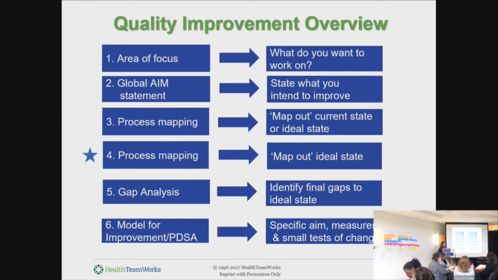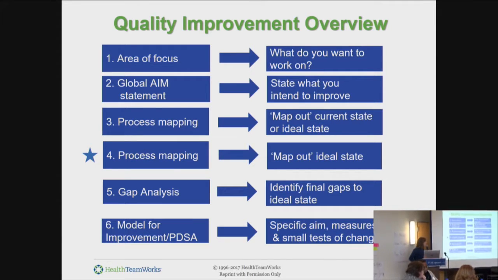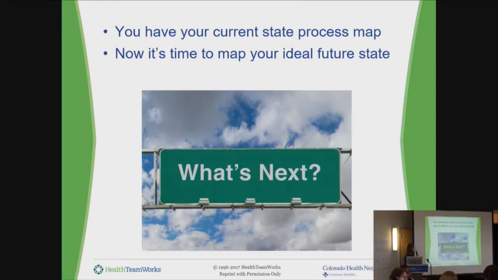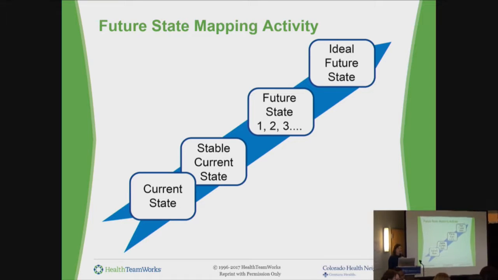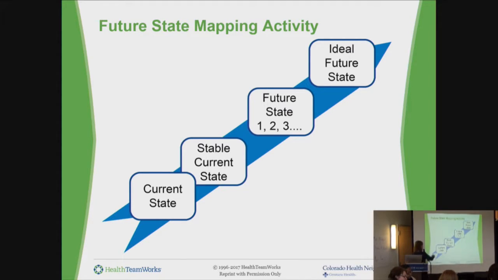All right, so now we're in step 4. So we've mapped out our current state, and now we're going to go to future state process mapping. So here we're going to map out an ideal state. As I mentioned earlier, this is not a static process where you do this one time and then you're done. This is really about looking at your current state, making sure it's stable.